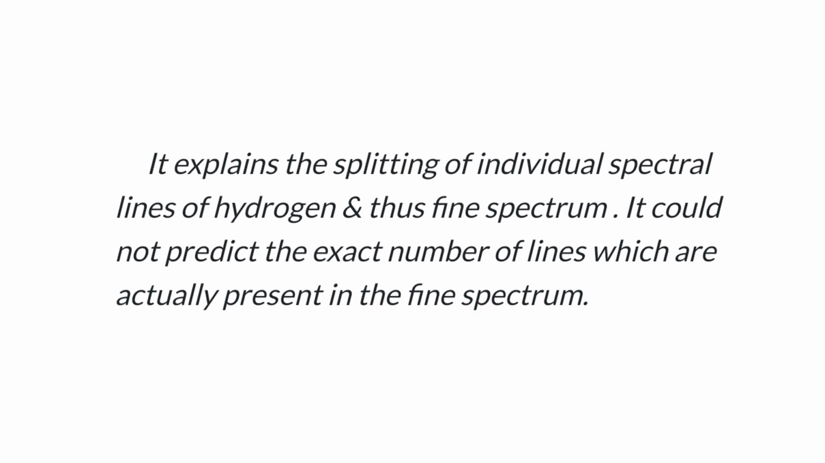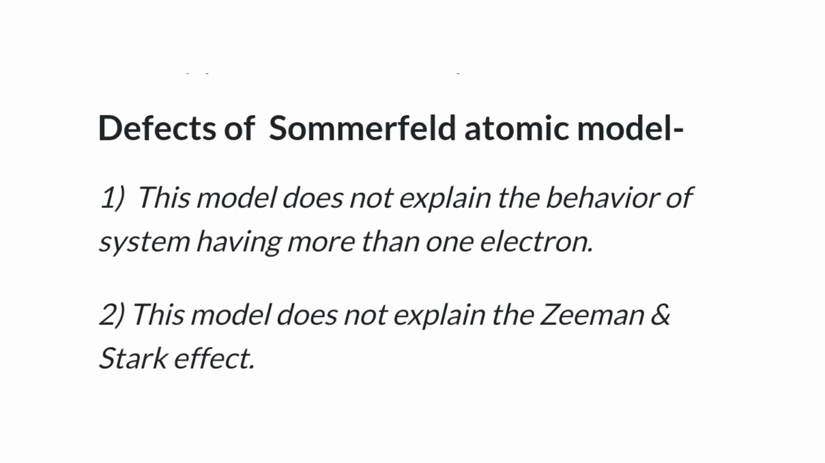So here it was observed that due to this transition of the electron, spectral lines were formed, but the number of spectral lines formed in the spectrum was not exactly found. The Sommerfeld model could successfully explain the fine spectrum of the hydrogen atom, but it has its defects. Like, the first defect is that this model does not explain the behavior of a system having more than one electron. The Sommerfeld model could not explain the behavior of atoms which have more than one electron.